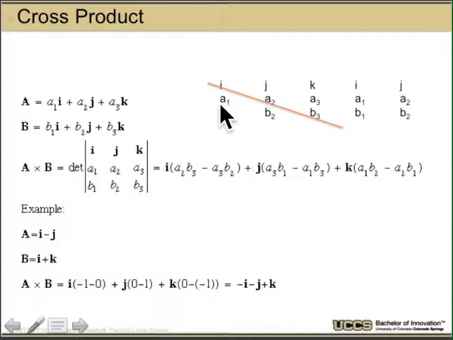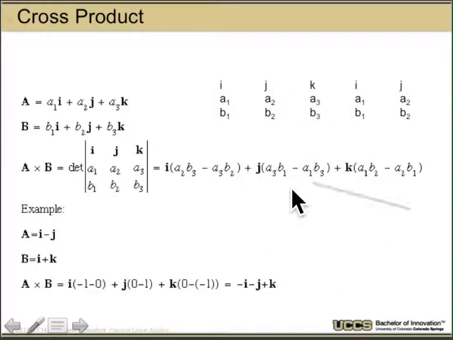So what we're going to do is we're going to take that cyclic pattern I wrote out and say we're going to take the first one. We're going to go from I, we're going to go right and get A2, B3. So we're going to have I, A2, B3, and then we're going to subtract off going backwards. So I, A3, B2. And then similarly for J, we'll get the next one. We're going to do A3, B1, and minus A1, B3. That gives us this term.